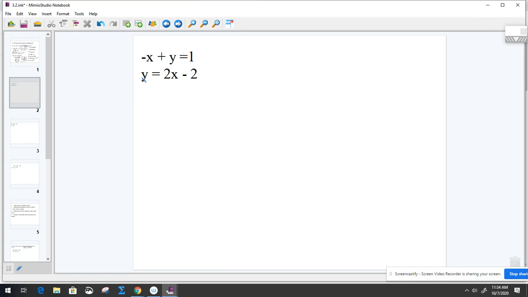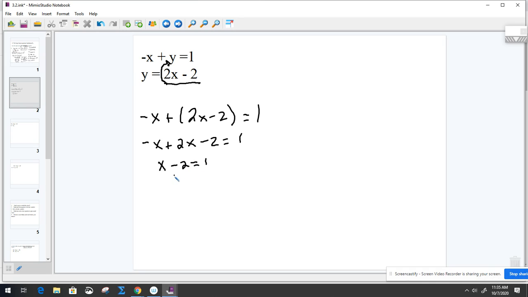So in this problem, I have y by itself. So I'm going to take whatever y is equal to, I'm going to plug it into the top equation here for y. So I have a negative x plus 2x minus 2 is equal to 1. Again, I put parentheses just to make sure I know if there is a number out here, I distribute it. In this problem, there is no number out here, so I don't need to worry about distributing anything. I'm going to combine like terms, negative x plus 2x minus 2 equals 1. I'm going to add 2. And I get x is equal to 3.